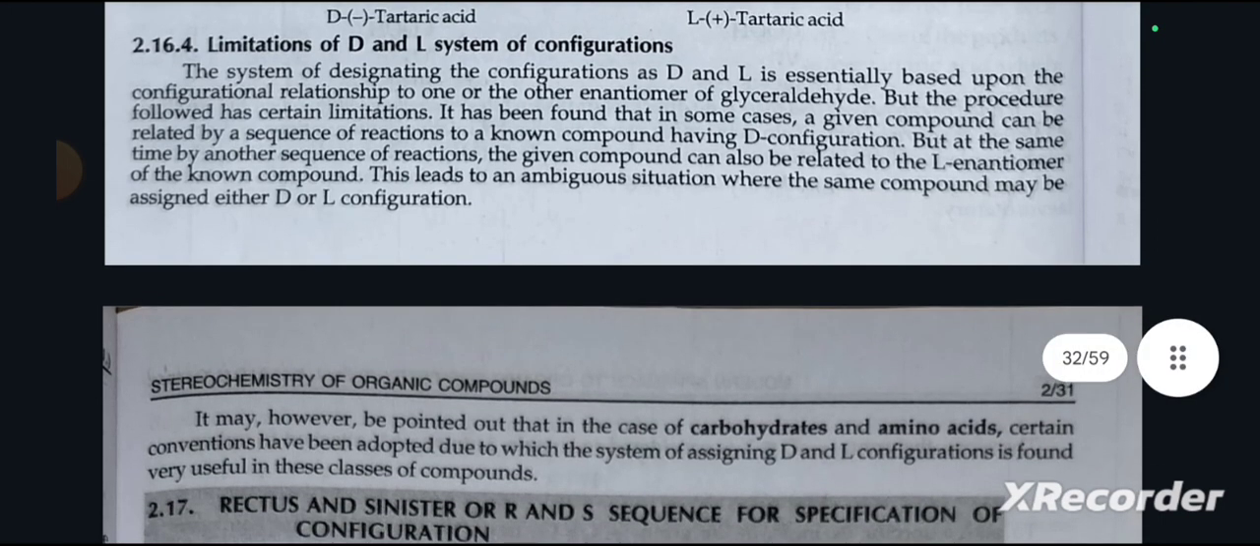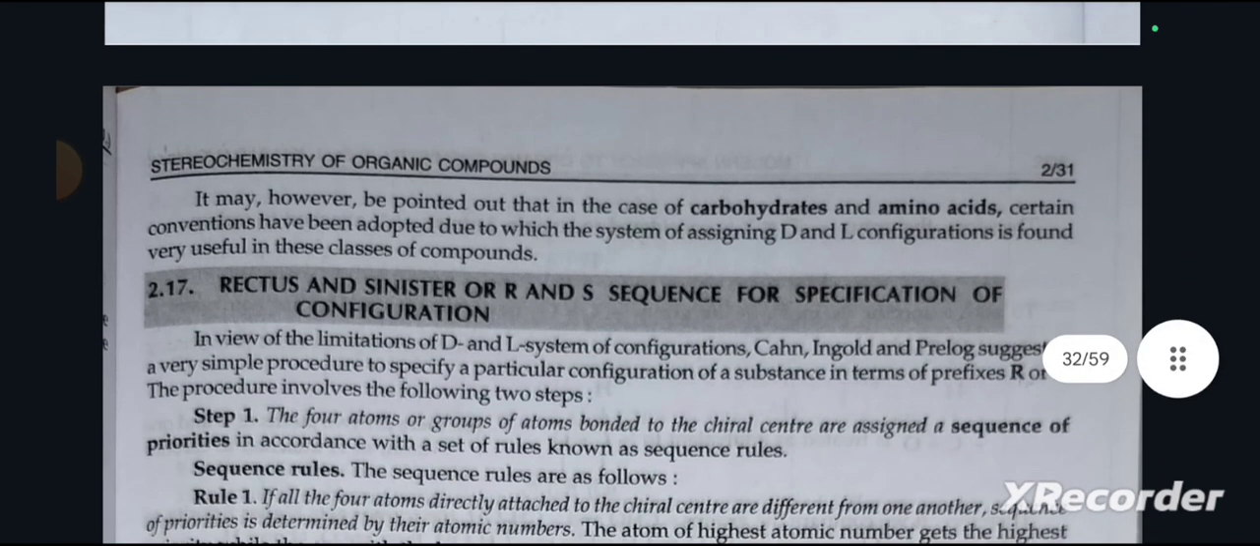2.16.4 Limitations of the D and L system of configurations. The system of designating the configuration as D and L is essentially based upon the configurational relationship to one or the other enantiomer of glyceraldehyde, but the procedure followed has certain limitations. It has been found that in some cases a given compound can be related by a sequence of reactions to a known compound having D configuration, but at the same time by another sequence of reactions the given compound can also be related to the L enantiomer of the known compound. This leads to an ambiguous situation where the same compound may be assigned either D or L configuration.